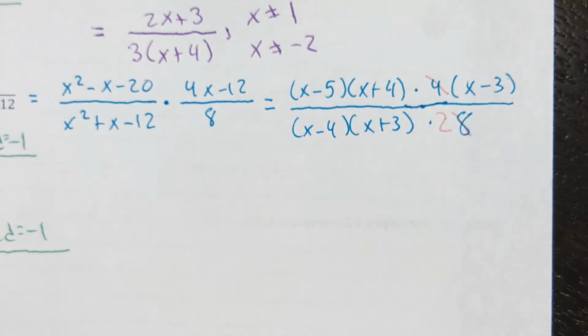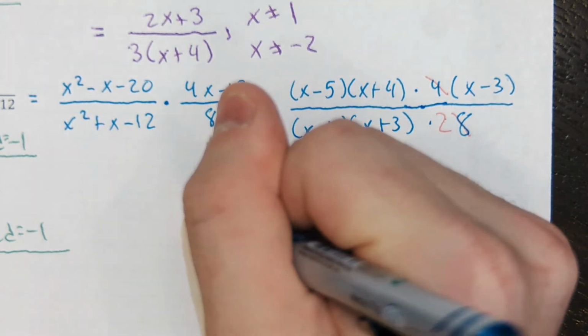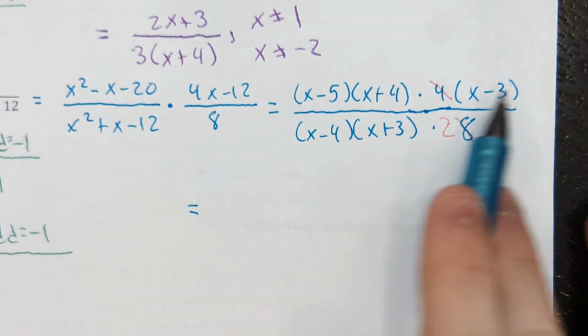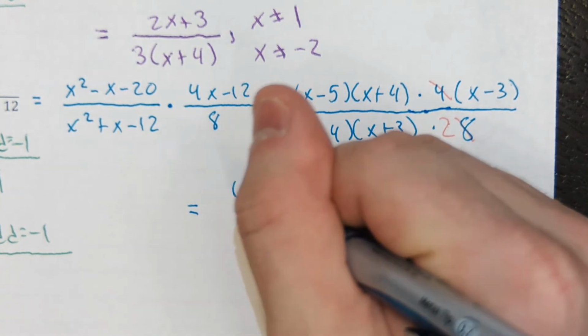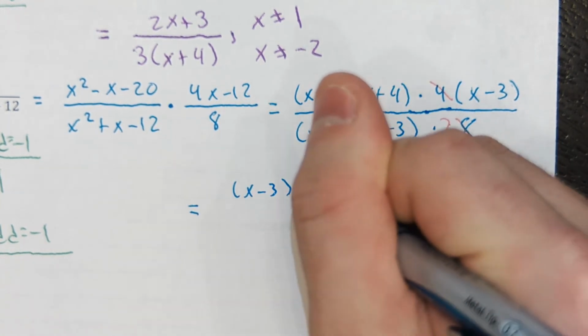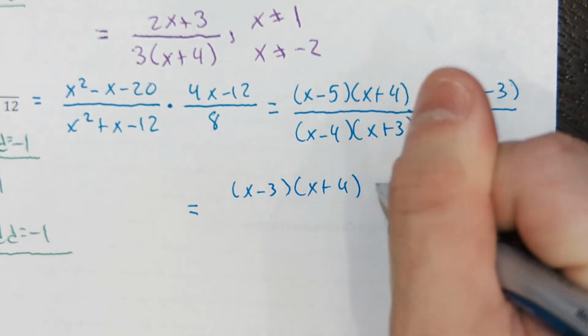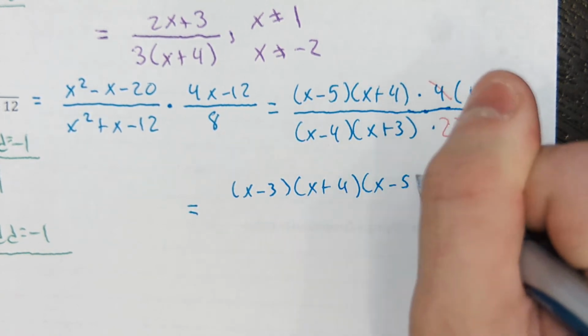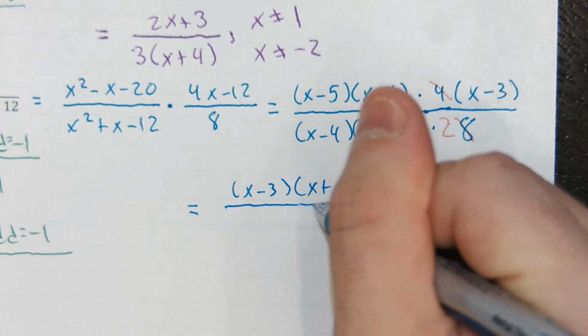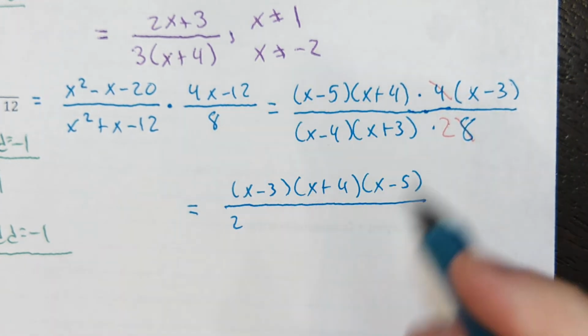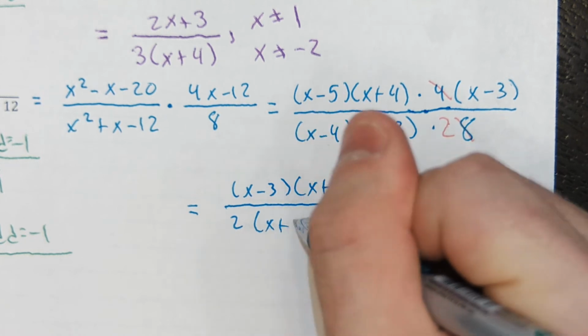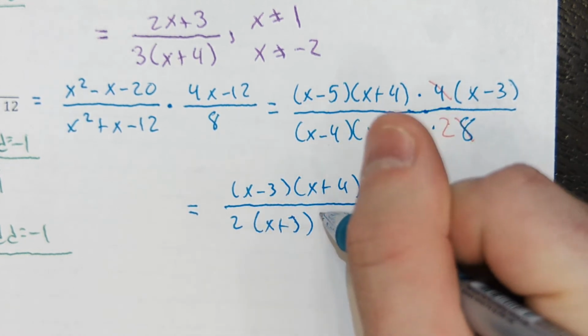All that's left to do is write this as one fraction. On top, and order doesn't matter, I'm just going to be extra, and I'm going to write them in numeric order. X minus 3, x plus 4, x minus 5. And on the bottom, there is a 2. Generally, our coefficients belong in the front. X plus 3 and x minus 4.